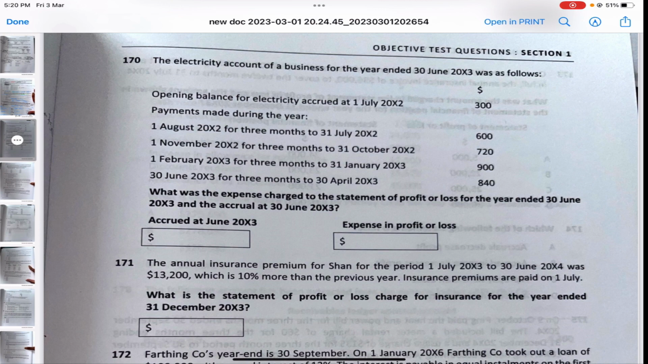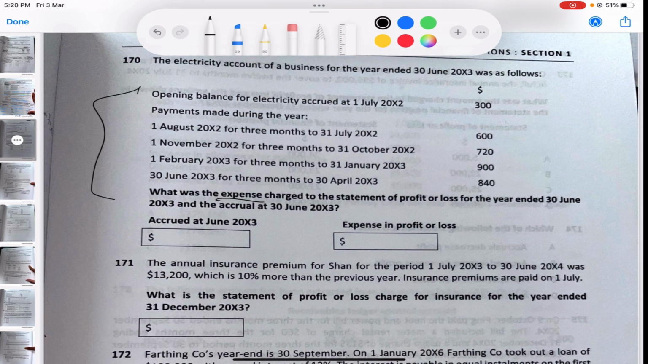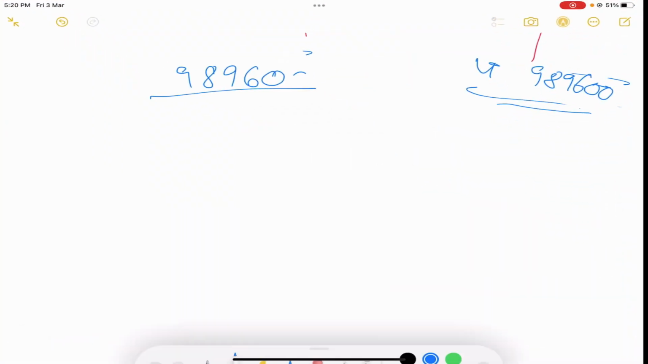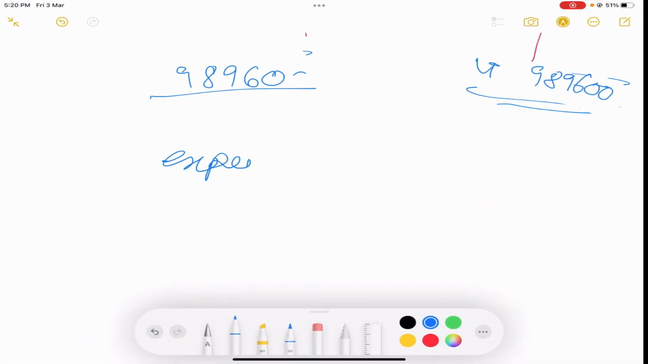So how do you do this question? Again, expense, you have all this given. Straight away make an expense account. The first thing you need to do is make an expense account and see the year which we are concerned about, 30 June. So 1st July 2002 to 30 June 2003 is my year of concern. Let's make an expense account.